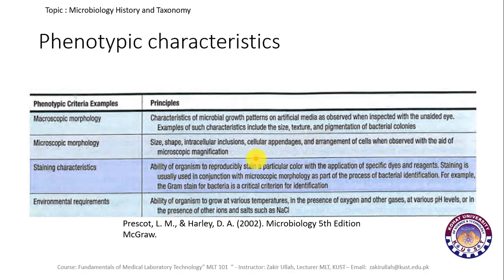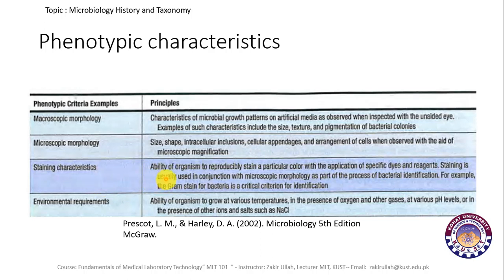The microscopic morphology includes the size of the organisms, the shape of the organism, the intracellular inclusions or organelles present in the cell, the cellular appendages, and the arrangements of cells, which are observed with the help of microscopic magnification. All these are part of the microscopic morphology.